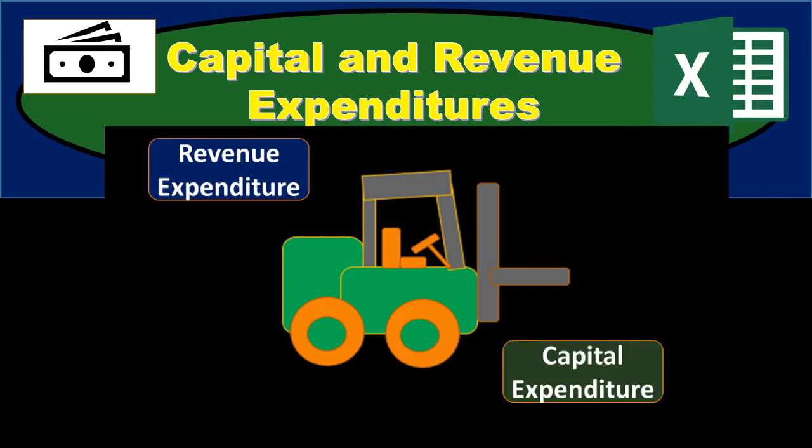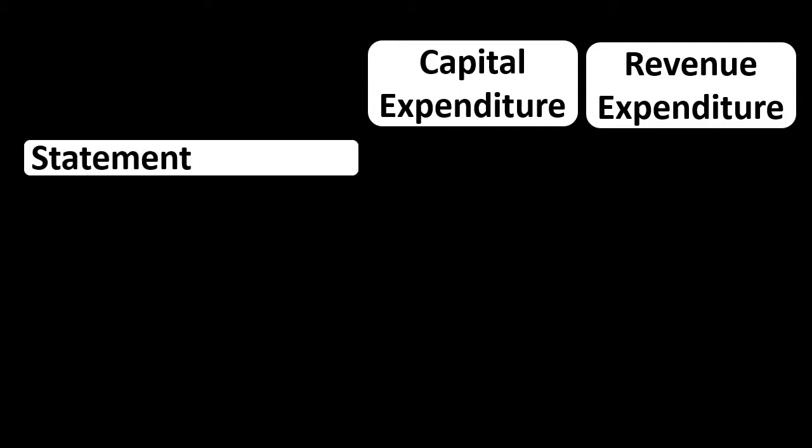In this presentation, we will discuss capital expenditures and revenue expenditures and the difference between the two, using a forklift as an example when we go through the demonstrations. So we have the capital expenditures and the revenue expenditures, and often the question is, should something be capitalized as a capital expenditure or should it be expensed as a revenue expenditure?